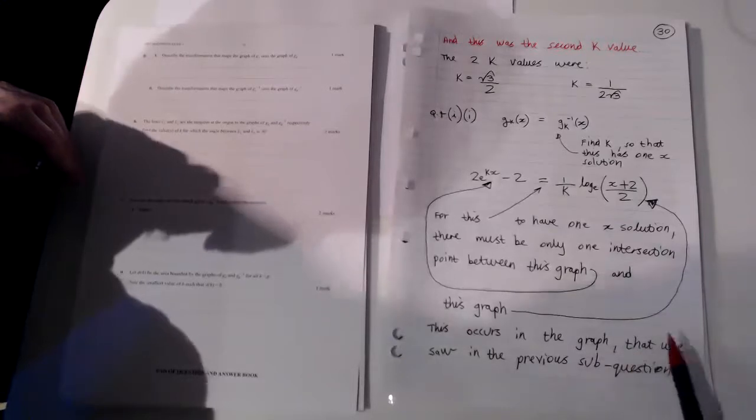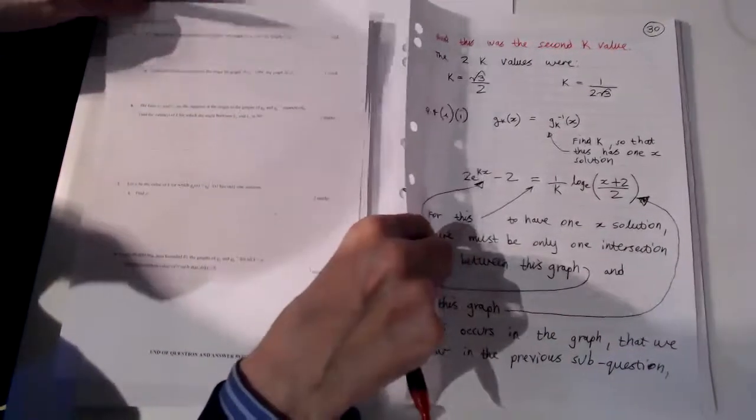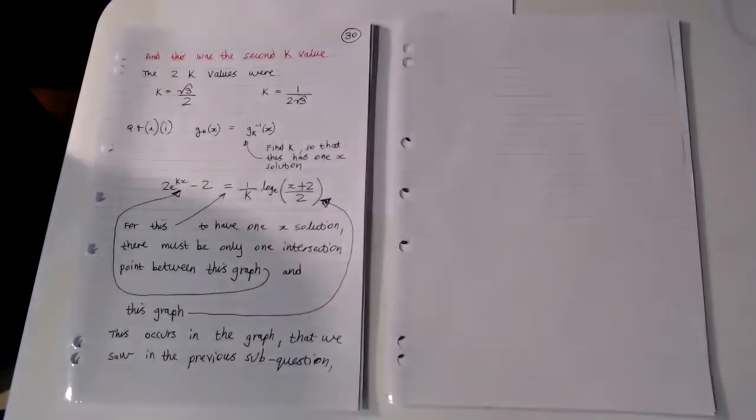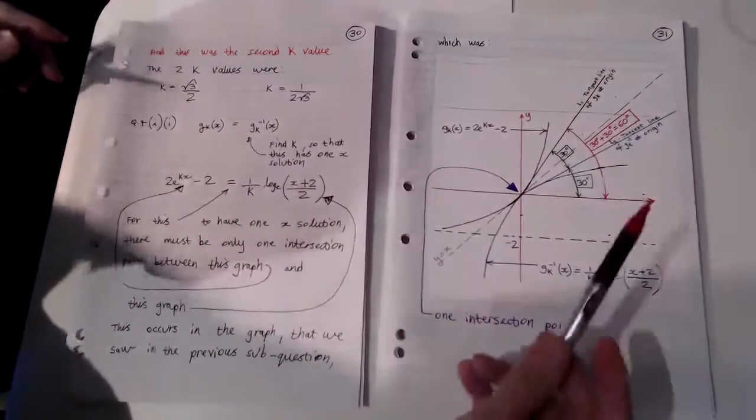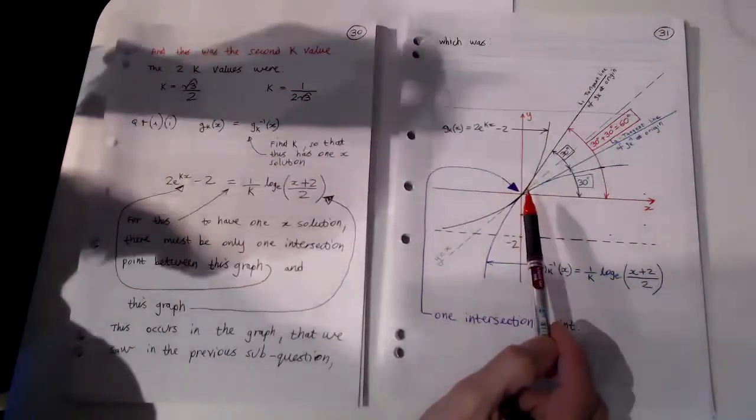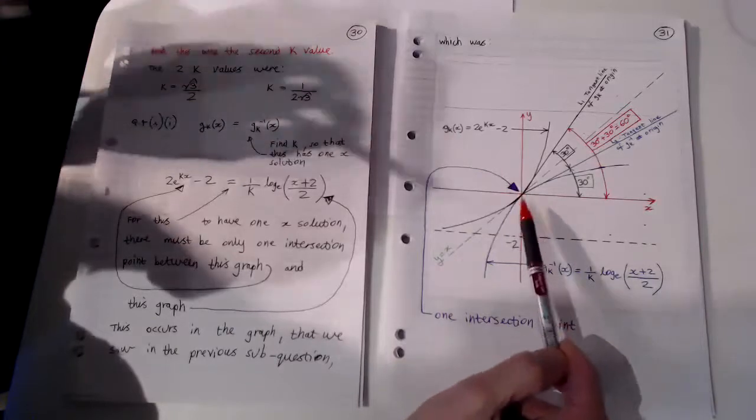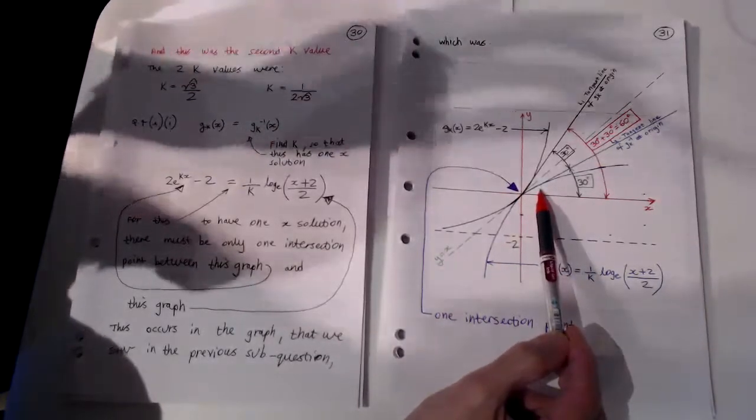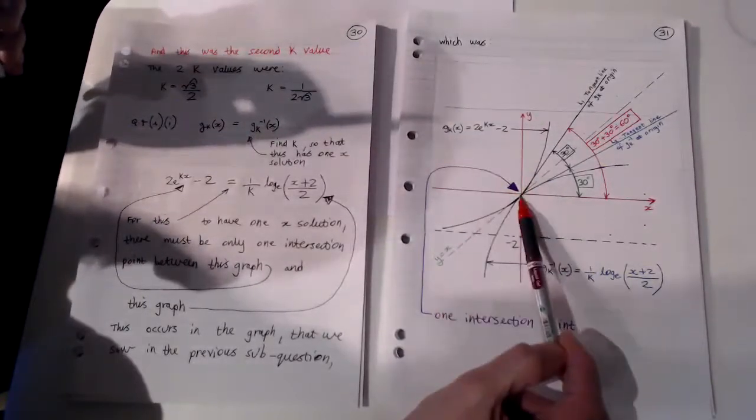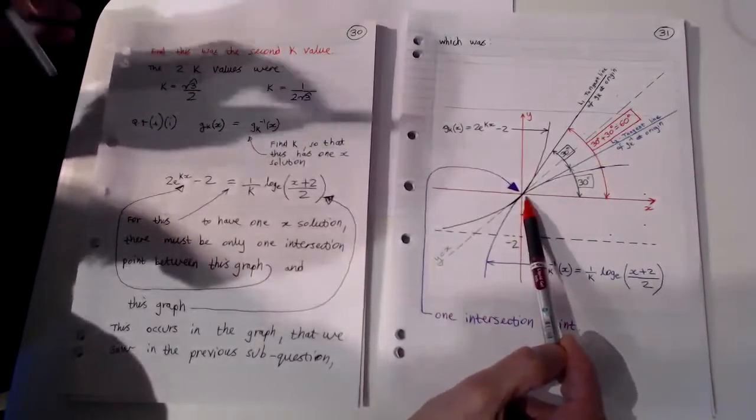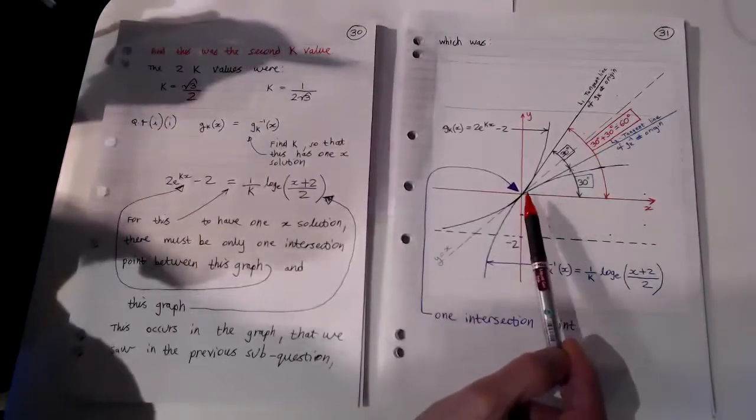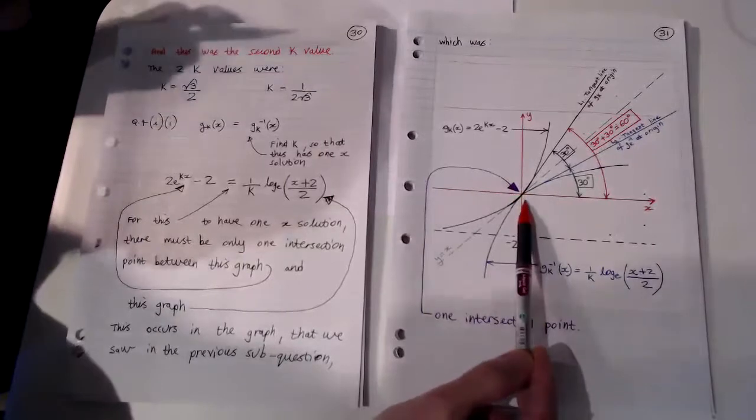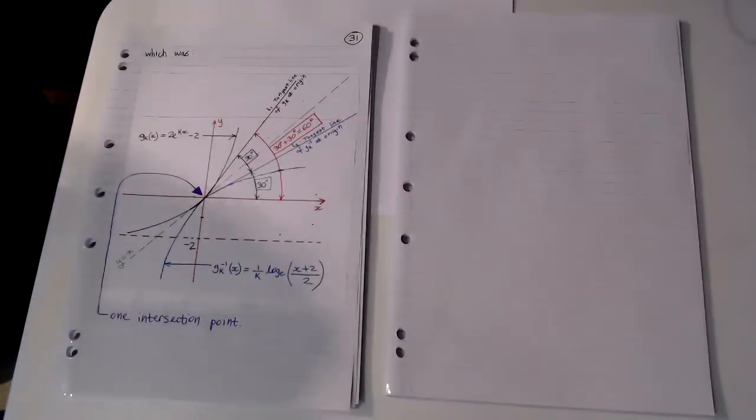This occurs in the graph that we saw in the previous sub-question, which was the following graph, which was this graph here that we've seen now a number of times. In this graph here, clearly there is just one intersection point between the black curve gk and the blue curve gk inverse. That is, there is only one solution between the gk black curve and the blue gk inverse, which is what they want you to answer in this question. So in the final analysis, in this sub-question, they're talking about this graph here, which is the graph with one intersection point there. So knowing that, how do you go on and finish off this sub-question here? Well, by taking the following approach.